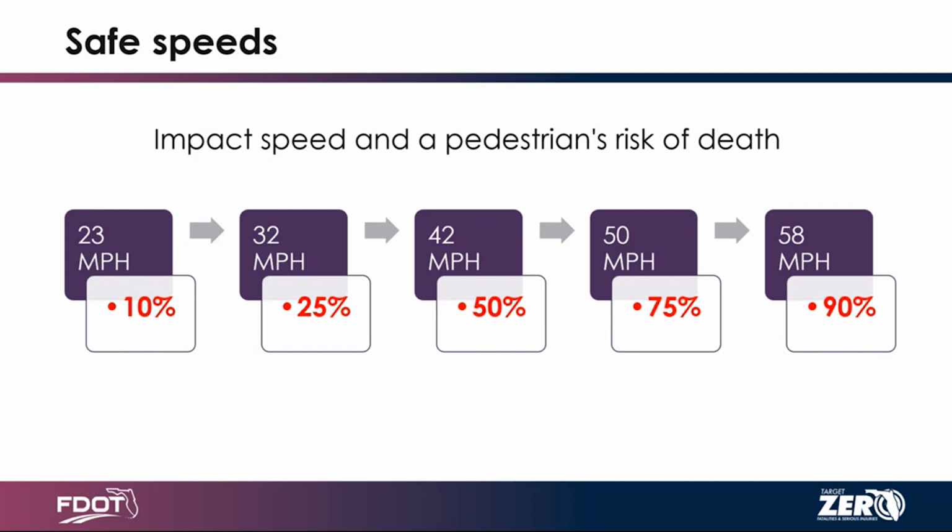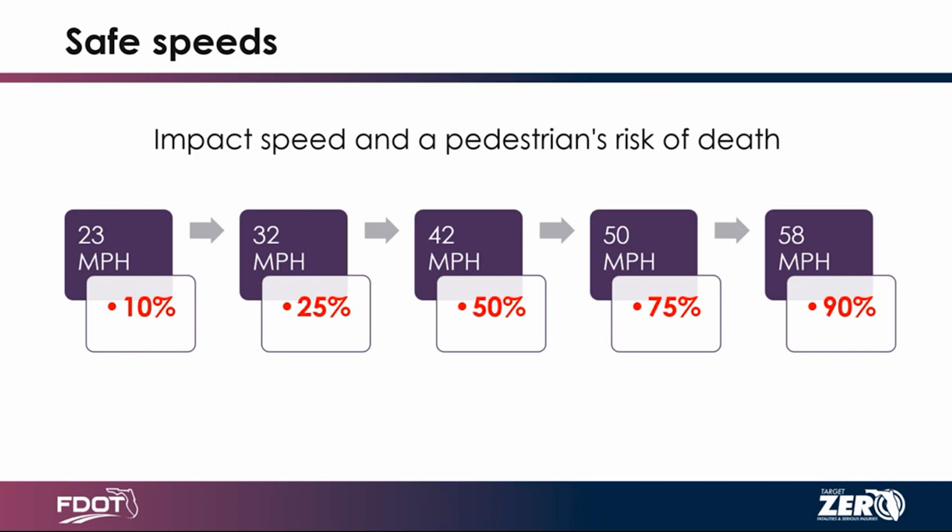If you increase that to 42 miles per hour, now you're at 50% risk of fatality if a pedestrian's hit at 42 miles per hour. You can see how just increasing that another 8 miles per hour really makes that percentage jump. So at 58 miles per hour, there's a 90% chance the pedestrian doesn't live through that type of crash.